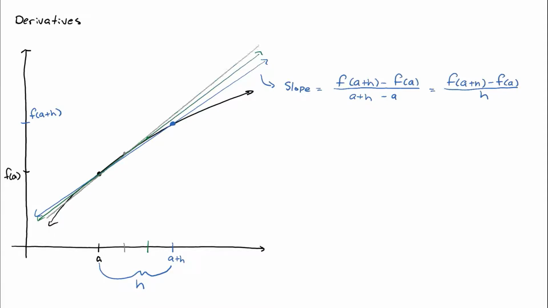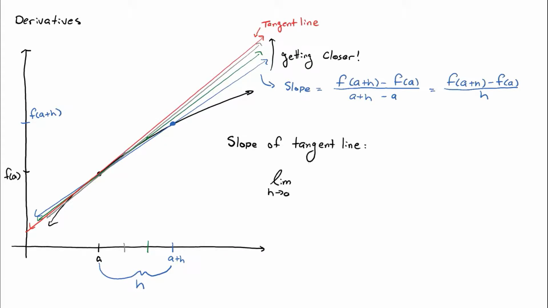The closer we are, the better. You should be able to guess what we're going to do. We're going to take a limit. This expression is the exact slope of the tangent line.